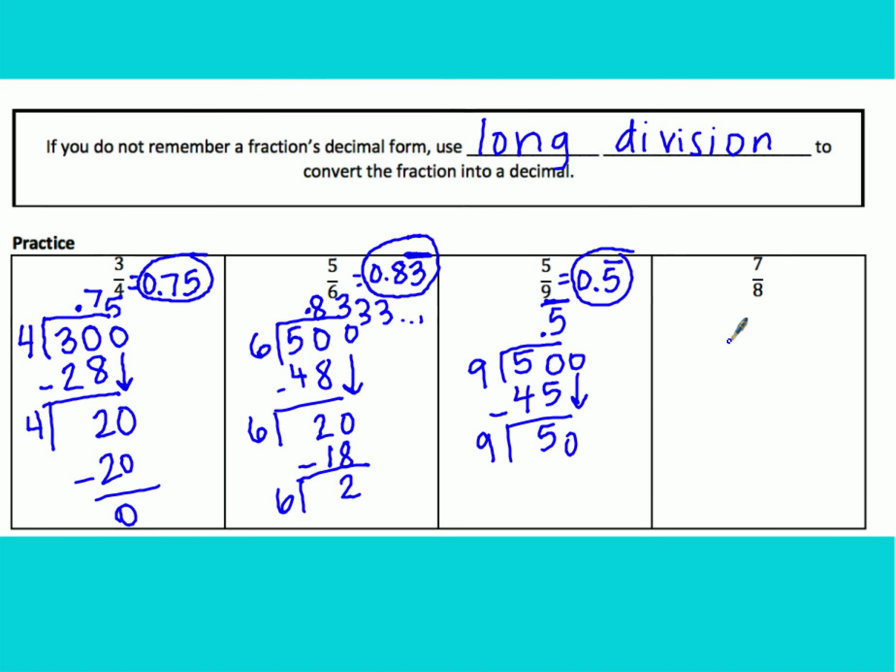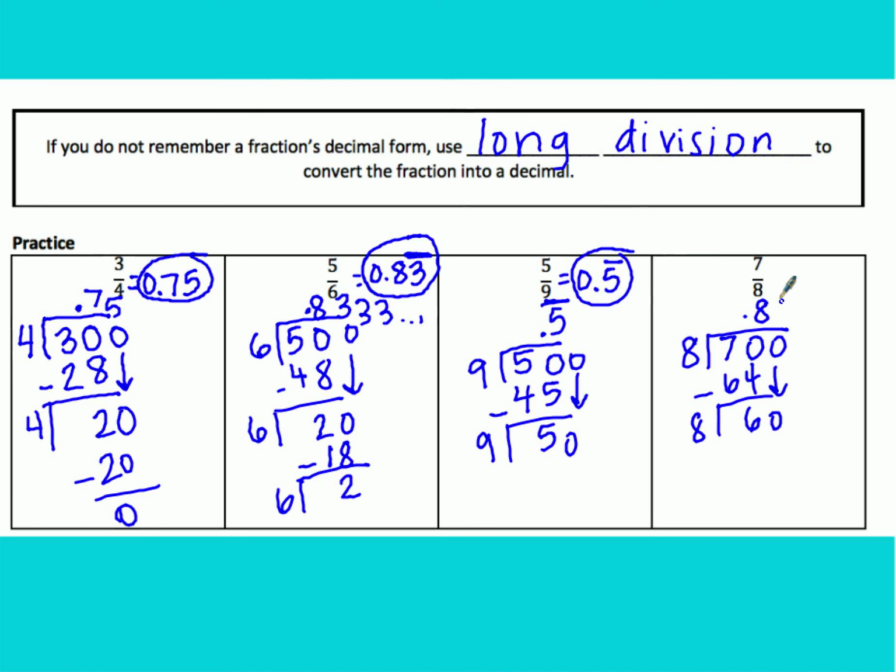The last one here is 7/8, so 7 divided by 8. First add your decimal and then add your 0. 8 times 8 is 64. When we subtract, we get a remainder of 6. Then we can bring down another 0.